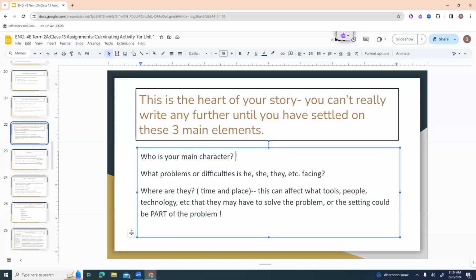So keep in mind that if you're the main character, you're going to have to find ways to show us how you look or what you are like inside through the story. Okay, that's really important.